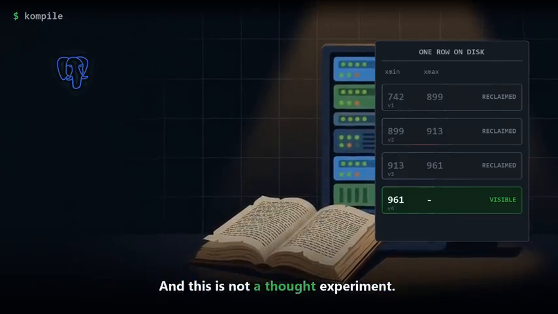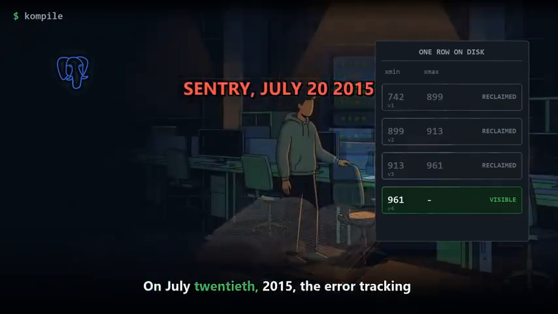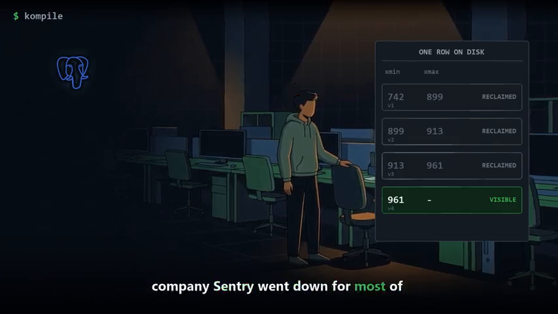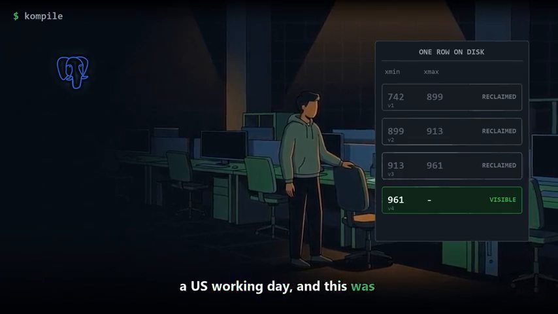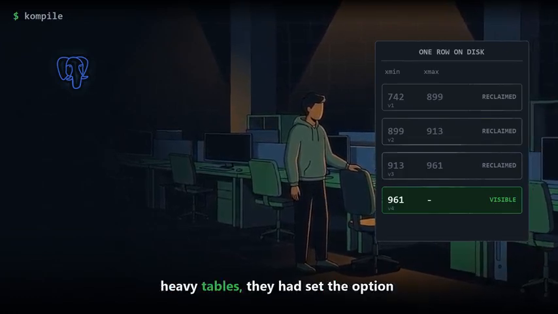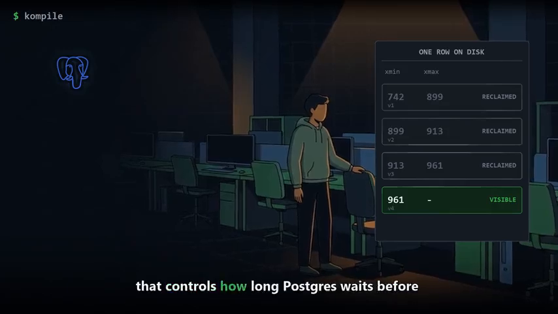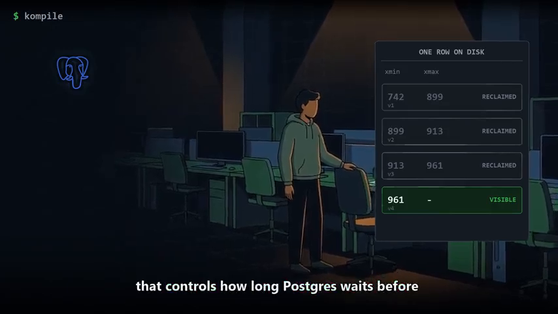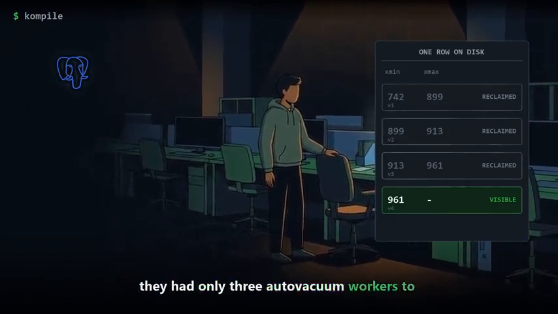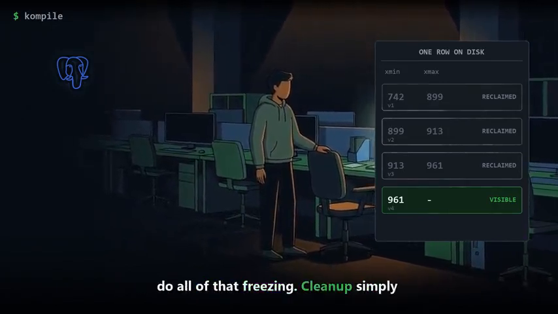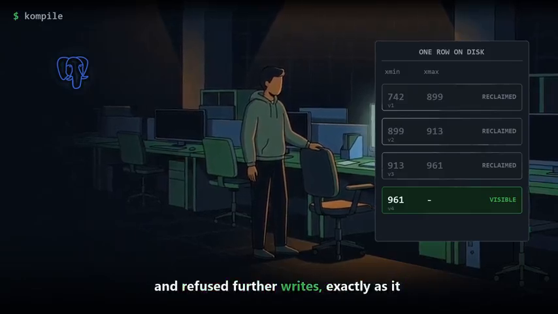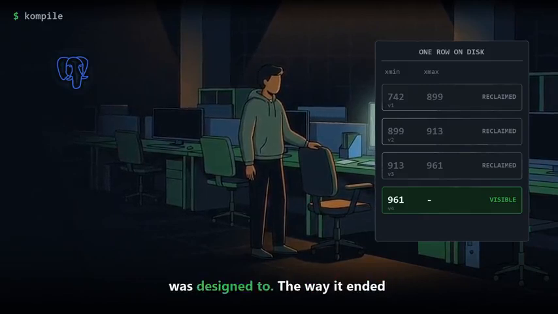And this is not a thought experiment. On July 20th, 2015, the error tracking company Sentry went down for most of a US working day. And this was the reason. They were running huge, write-heavy tables. They had set the option that controls how long Postgres waits before freezing old rows far too high, and they had only 3 Autovacuum workers to do all of that freezing. Cleanup simply never caught up. Postgres reached the limit and refused further writes, exactly as it was designed to.